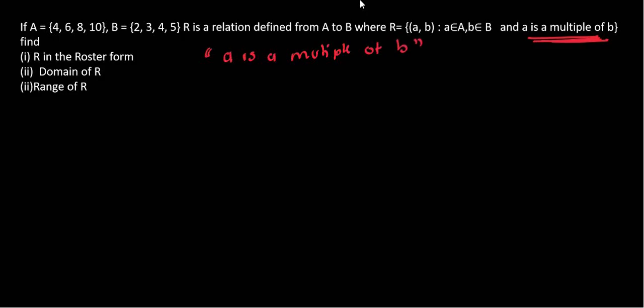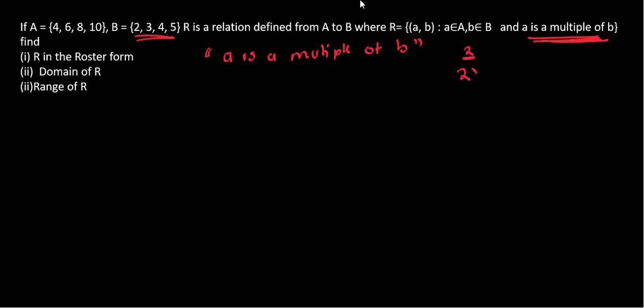So if they've said something like that, that A is a multiple of B, what do we do in this situation? Let's find now. A is the multiple of B. Okay, you go to B. What are the multiples of 2?